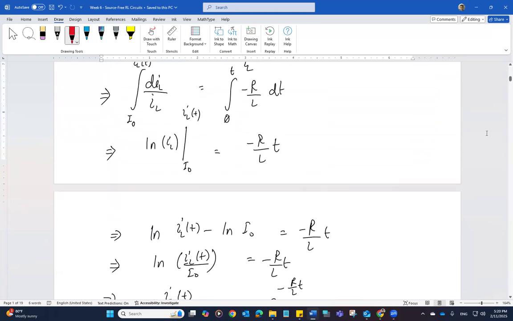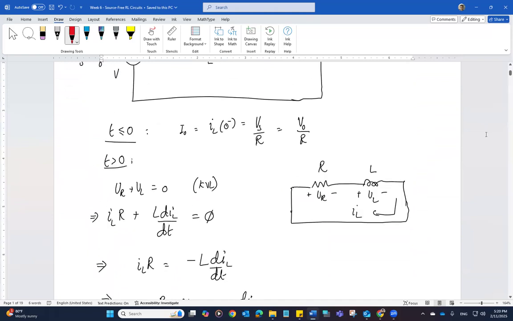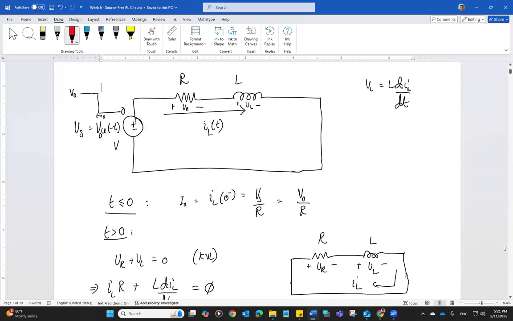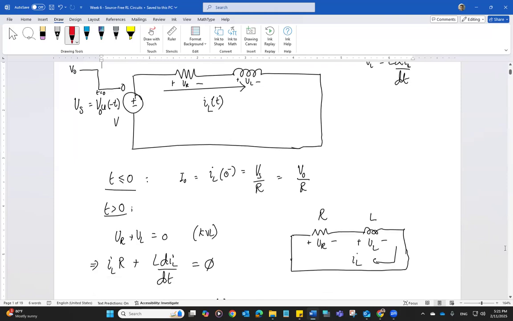Now, for any problems that we are solving for natural circuits or source-free circuits, of course, we have to make that circuit without any source. That is L, and then no matter how many resistors there are, we take the equivalent of those resistors and put only one resistor with L, like we did in the case of RC circuits. And then we can easily solve the circuit.